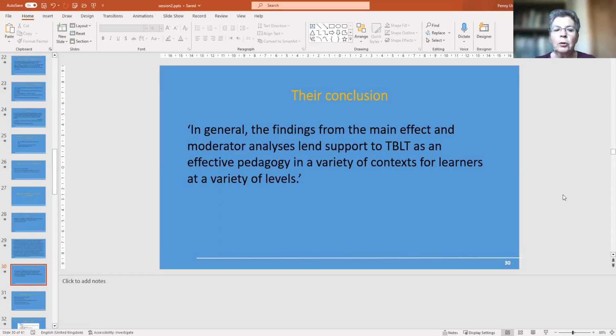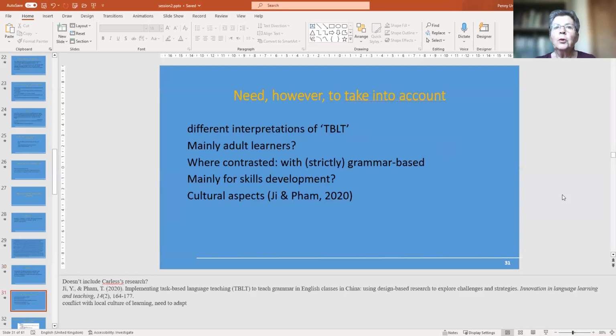So in general, look, it succeeded in lots of places, therefore it is an effective pedagogy in a variety of contexts. They're not saying everybody should use it, but they're saying that in a lot of different places, it's very successful. And we should consider this. We do need, however, to take into account the following. This is my own critical comments, okay?